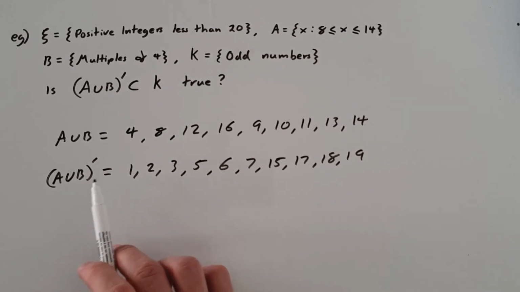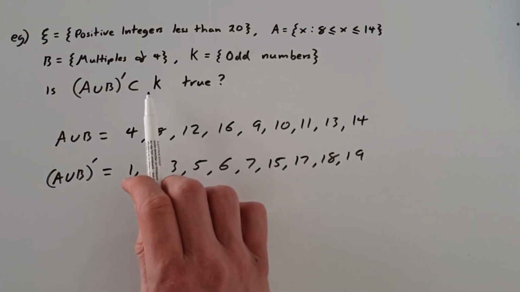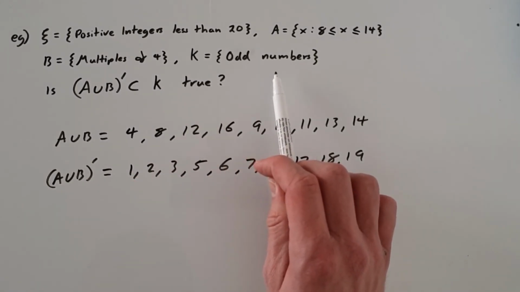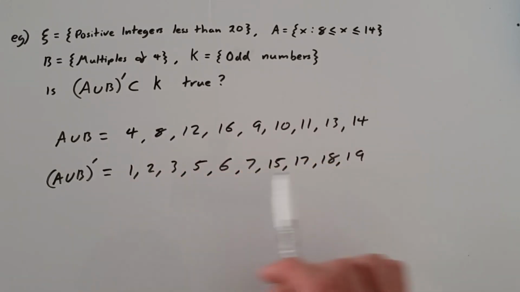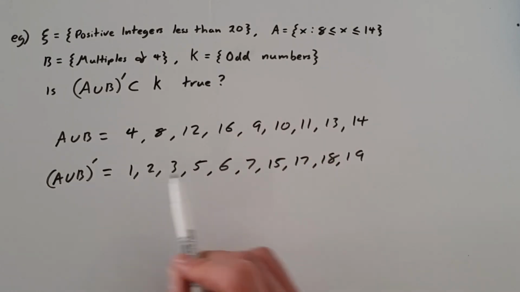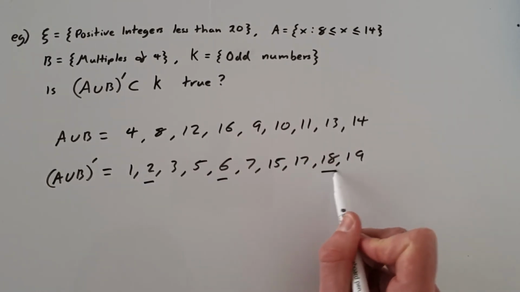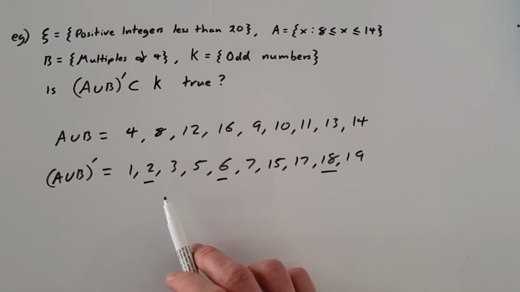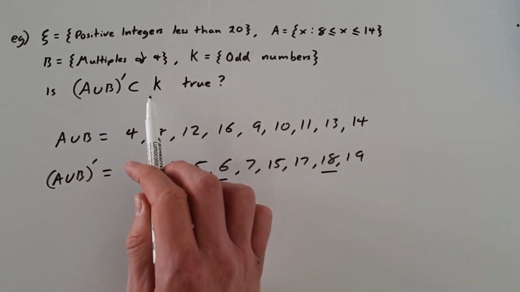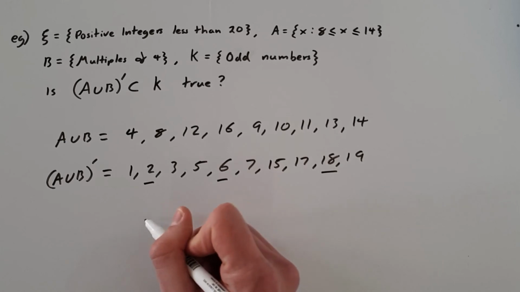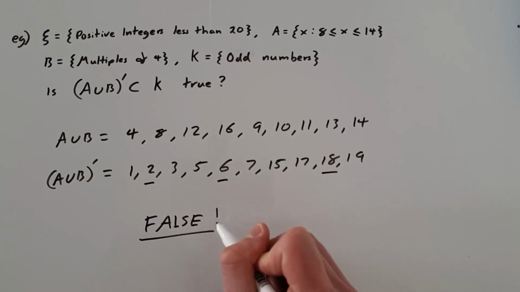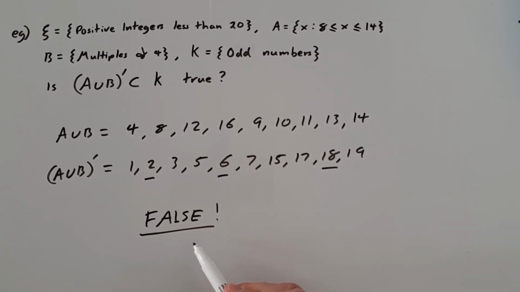So now the question is, is this a subset of K? Okay, if you remember, K is all the odd numbers. So are all of these numbers odd, and therefore a subset of K? If we look at this, they're not, are they? Because we've got 2, we've got 6, we've got 18, and they are even numbers. So therefore, the complement of the union of A and B is not a subset of K. So therefore, this is false. Okay, so there we go, just showing that's false.